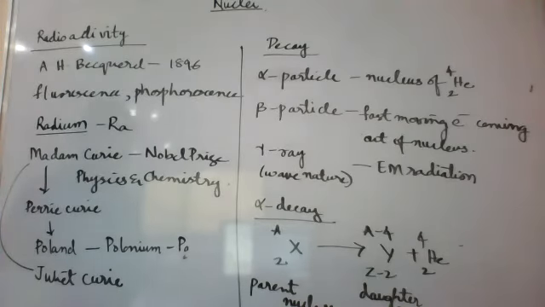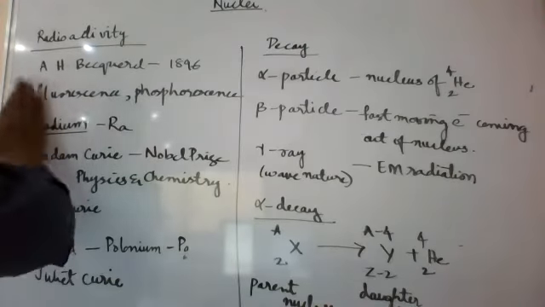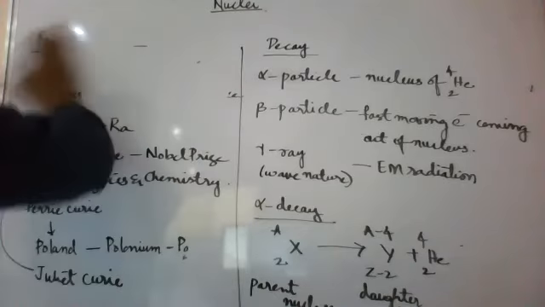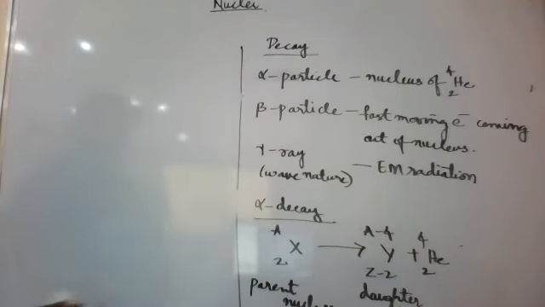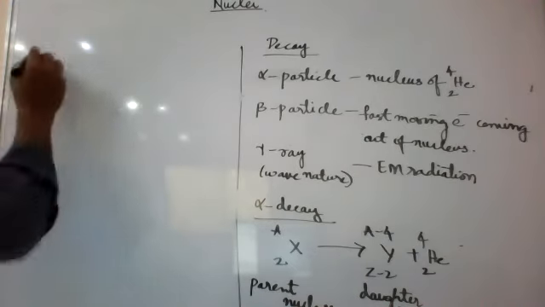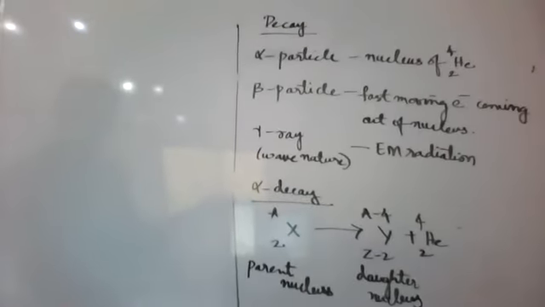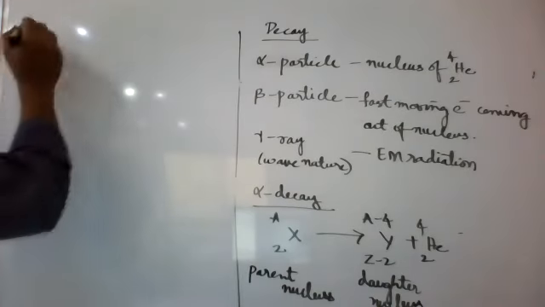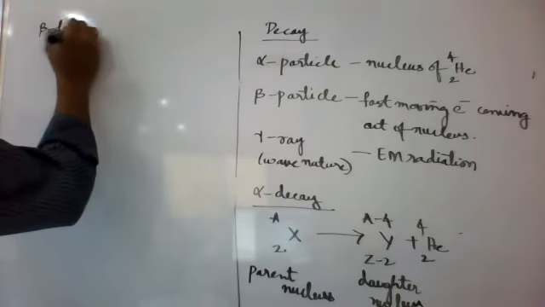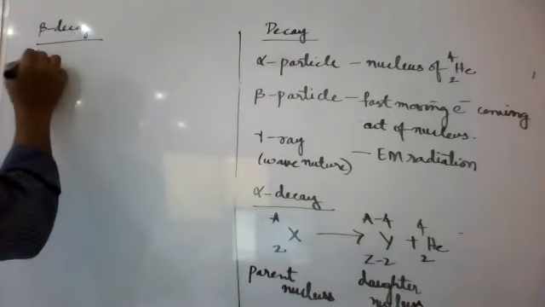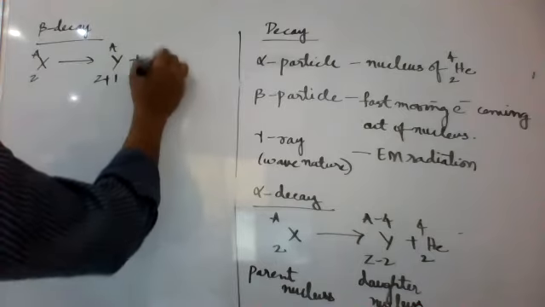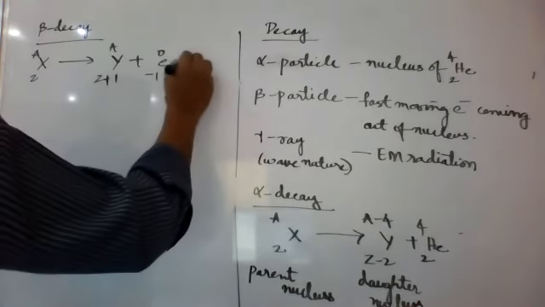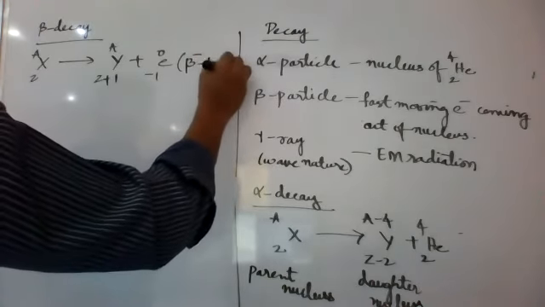Done. So going ahead with the next one, that is the beta particle. What happens with the beta decay and what happens with the gamma decay? Now, in the beta decay, X Z A will give Y Z plus 1, atomic mass remains the same, plus e minus 1, 0, the beta particle. This is beta minus decay.